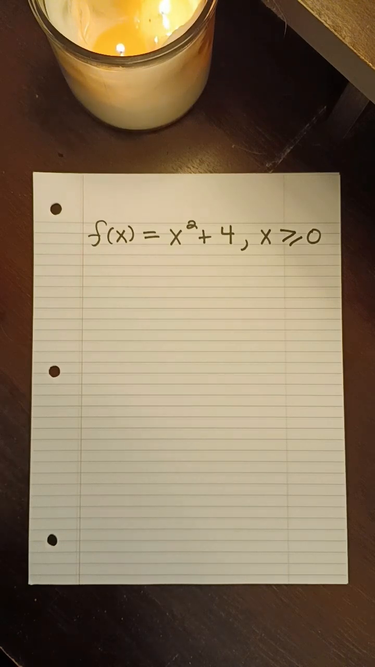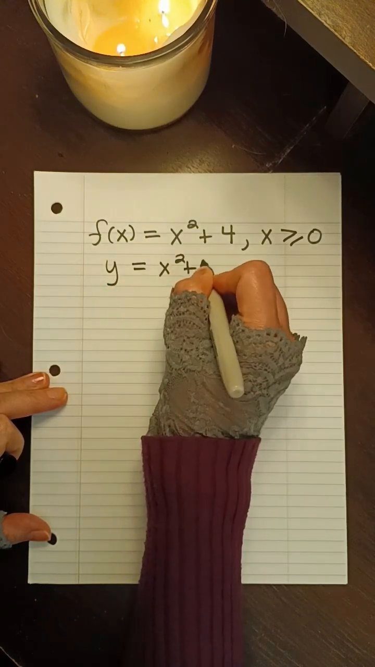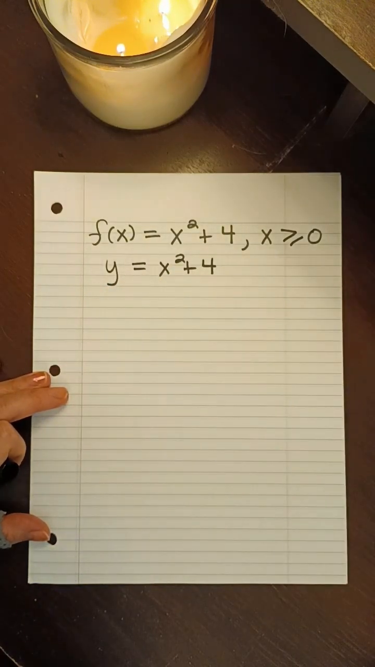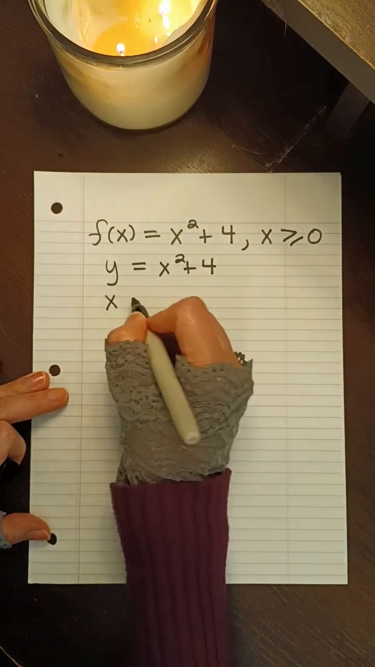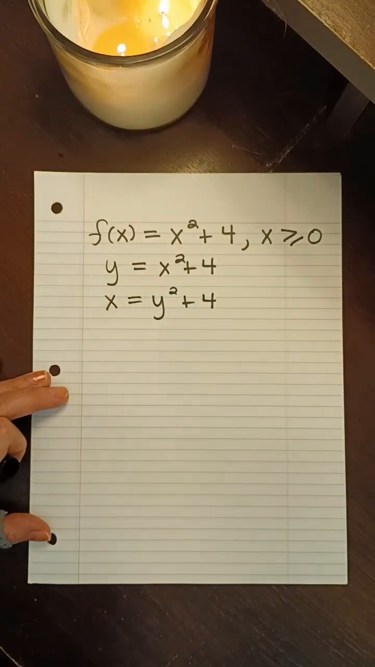So the first thing that you're going to do is change f of x to y. Y equals x squared plus 4. And then interchange x and y. So we're going to write x equals y squared plus 4. And then we're going to solve for y.